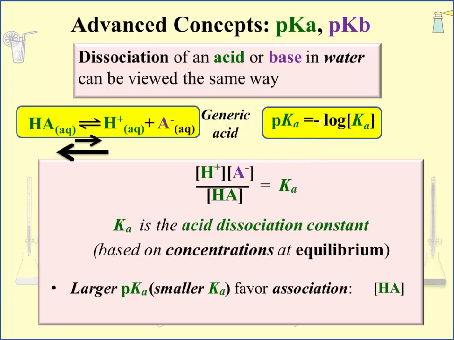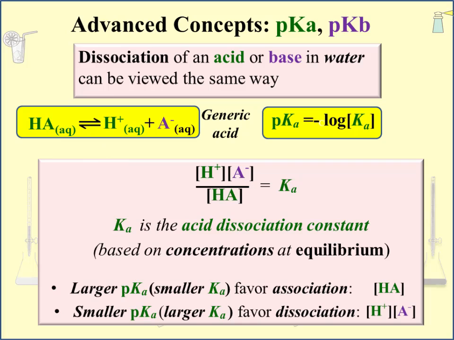When one direction of the reaction is much more favorable than the other, the reaction arrows indicate this with disproportionate size. With a glance, the preference for associated or dissociated acid can be seen. Acids with a smaller pKa, that's a larger Ka, favor dissociation or ionization. The reaction arrows for such acids would show a favoring of the formation of ions.